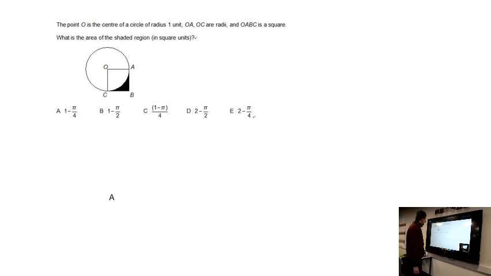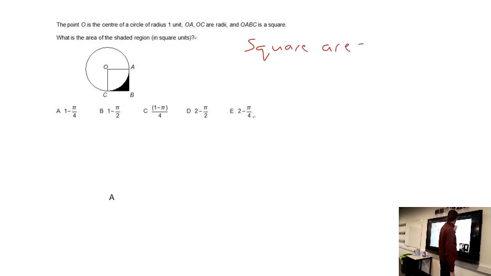Okay, so we are going to firstly work out the area of the square. For this circle, we know that the radius is 1, so these sides will be 1. So that's going to equal 1 times 1, which is equal to 1 square unit. So let's write a unit squared.